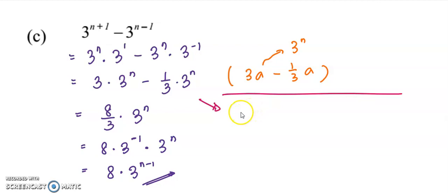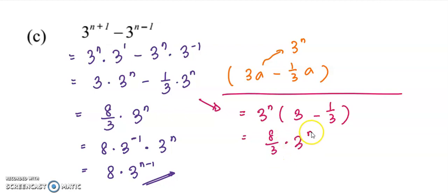Alright, continue from this step. You have to take out the 3 power of n, where the 3 power of n is a common factor. Alright, for these two terms. So once you factor it out inside the bracket, you have a 3 for the first term. From the first term, you left 3 inside, and what you have for the second term is 1 over 3. Alright. So from here, you press calculator to get your 3 minus 1 over 3. You get 8 over 3 multiplied by 3 power of n. And followed by this step, that will be 8 multiplied by 3 power of n minus 1.